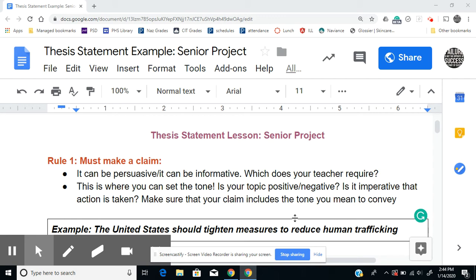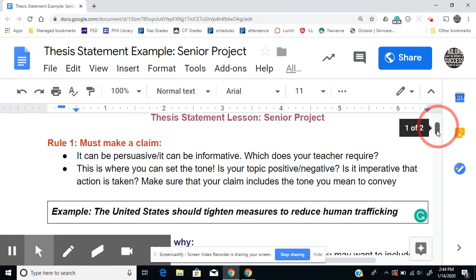At this point, go to File, make a copy of this document, and go ahead and put your cursor under this example and write your own example. When you are done, unpause the screencast.